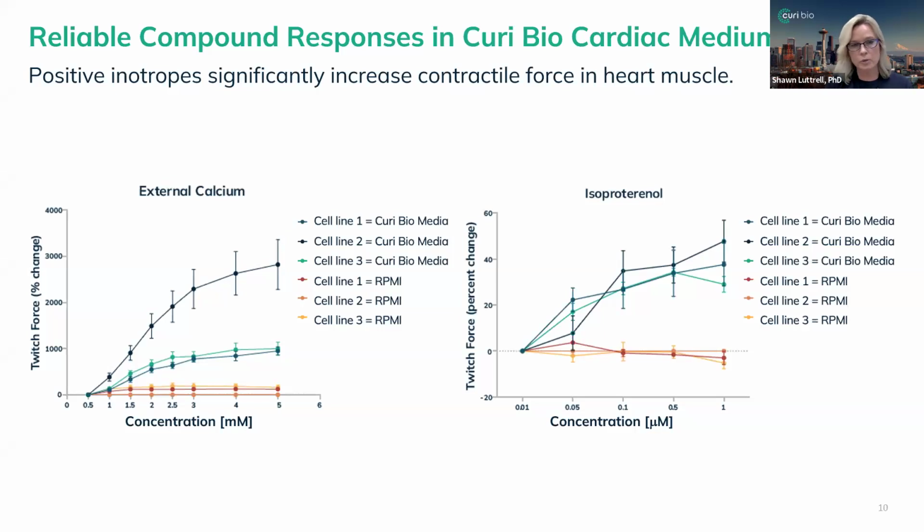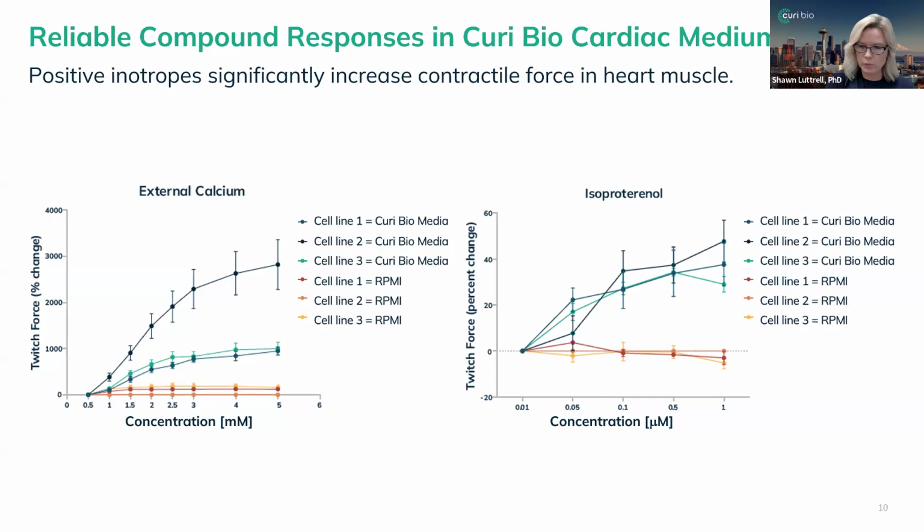beta-adrenergic receptor against isoproterenol, or agonist, excuse me, for isoproterenol, which is another positive inotrope. This is a widely used drug to treat bradycardia and heart failure. It positively regulates calcium handling to increase calcium in the cell, activating more cross bridges, producing a higher twitch force.